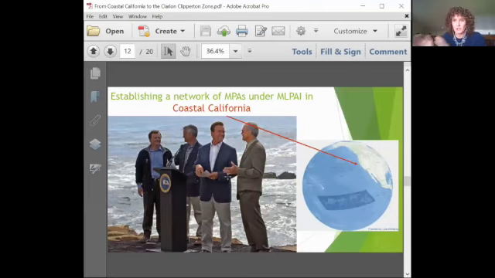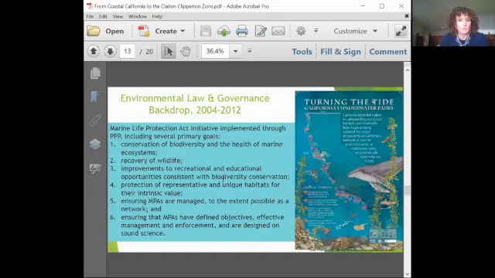So I know I don't have a lot of time, but I also wanted to jump in and describe California, because I think the juxtaposition between the two can be really interesting. The coastal California network of marine protected areas was the first statewide network of marine protected areas in the United States. There was an initiative that occurred from 2004 to 2012.